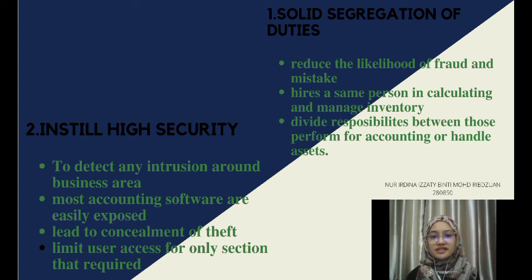Second is to instill high security. Since the business is conducted at home, it is suitable for them to install a high security alarm system to detect any intrusion around the business area. But the most crucial thing is their accounting software that is easily exposed to the workers and could lead to the concealment of theft. So, the business owner must limit user access to only the sections that are required by the workers.